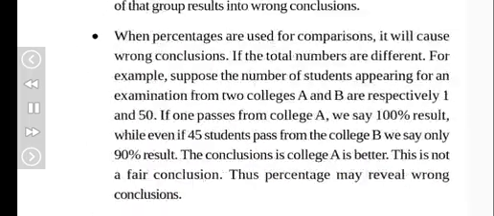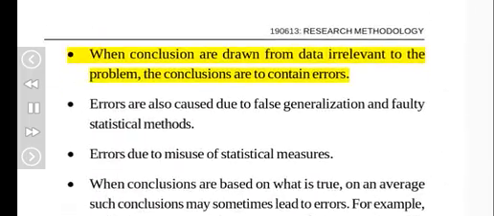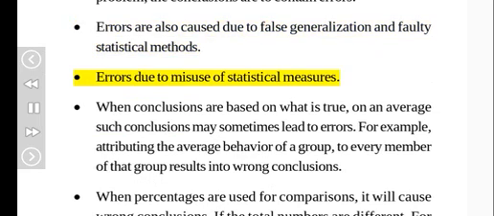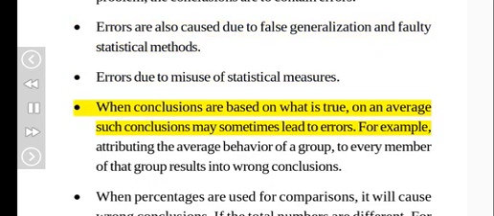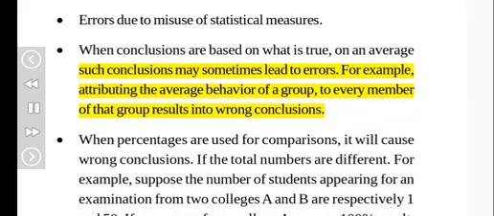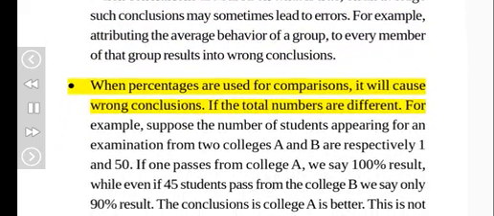When conclusions are drawn from data not relevant to the problem, the conclusions are bound to contain errors. Errors are also caused due to false generalization and faulty statistical methods. Errors due to misuse of statistical measures. When conclusions are based on what is true on an average, such conclusions may sometimes lead to errors. For example, attributing the average behavior of a group to every member of that group results in wrong conclusions. When percentages are used for comparisons, it will cause wrong conclusions if the total numbers are different.